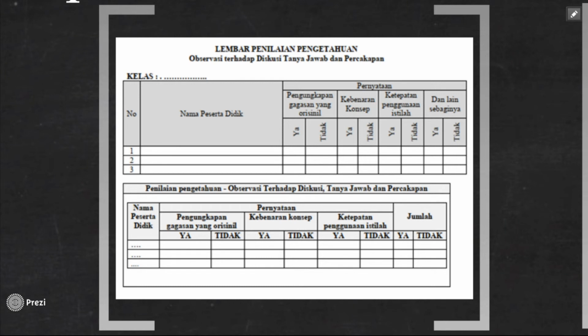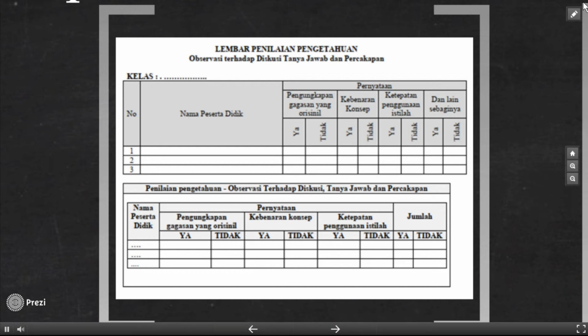As we see here, the next type of rubric is about the observation of discussion among the students, and it is absolutely about asking and answering, question and answer between one student and others.